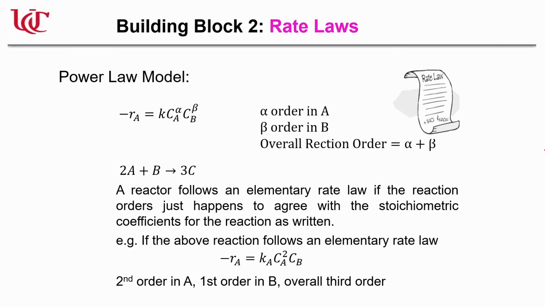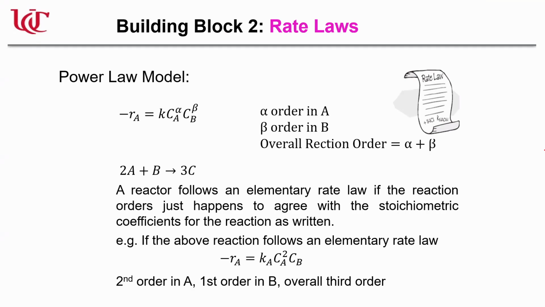So here I show you a reaction, right? 2A plus B forms 3C. Then we have a reaction order alpha for A, beta for B, and the overall reaction order equals alpha plus beta. This alpha and beta are not necessarily equal to the stoichiometric coefficients. That means for this reaction, alpha is not necessarily 2 and beta is not necessarily 1. Only if it's an elementary step does the reaction order equal the stoichiometric coefficient.